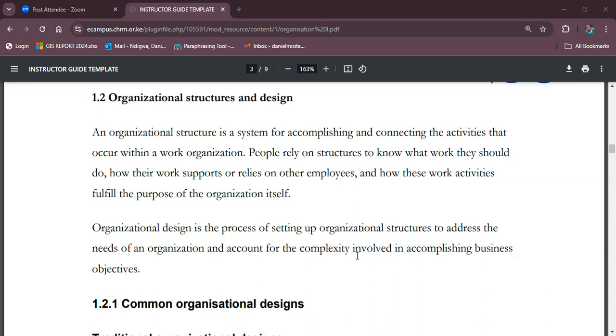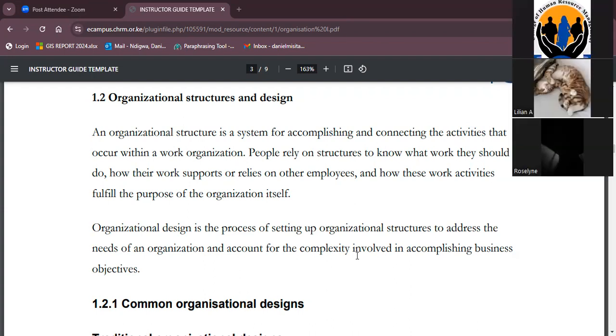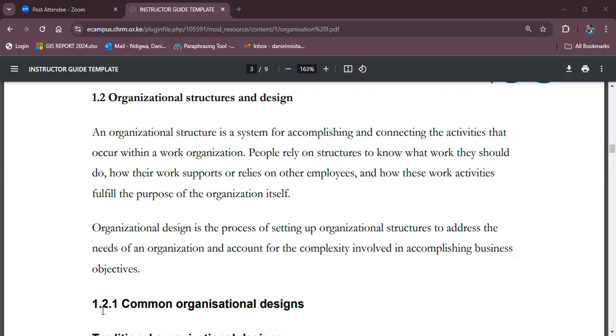So once you understand what an organization structure is, it is also very important to understand what organizational design is. Organization design, by definition, is the process of setting up organization structure to address the needs of the organization and account for the complexity involved in accomplishing the business objective. So once you have a good structure in place, then organizational design comes in because it helps you to set up the organization structure.